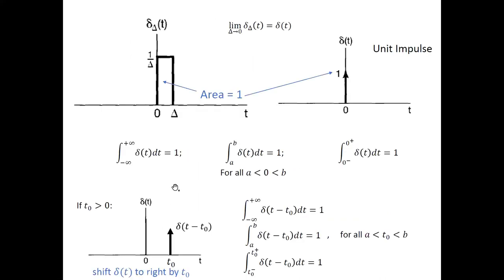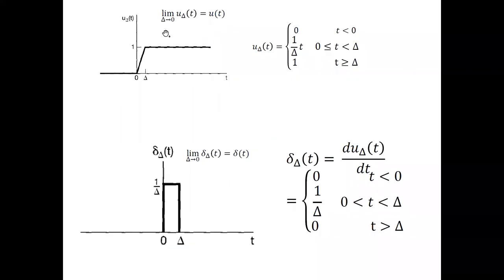And because in the limit of delta approaching zero, u delta of t is u of t, then taking the derivative on both sides, in the limit of delta approaching zero, delta delta of t is delta of t, the continuous time unit impulse signal that we want to define.